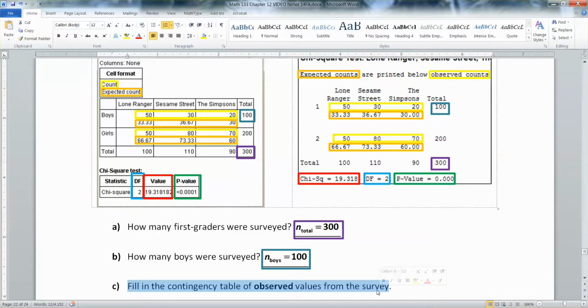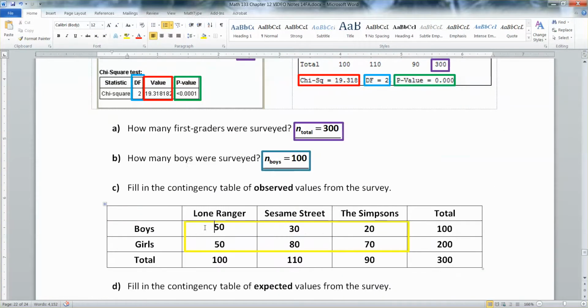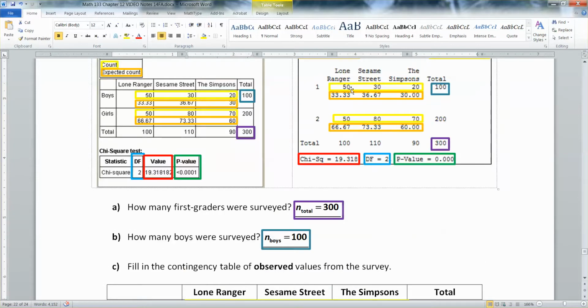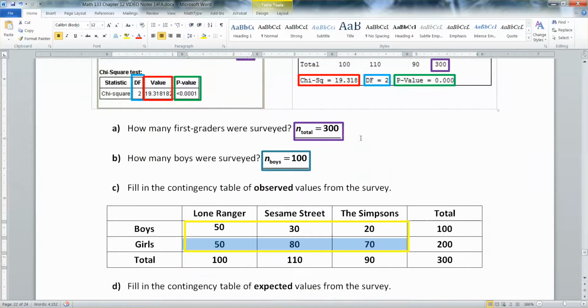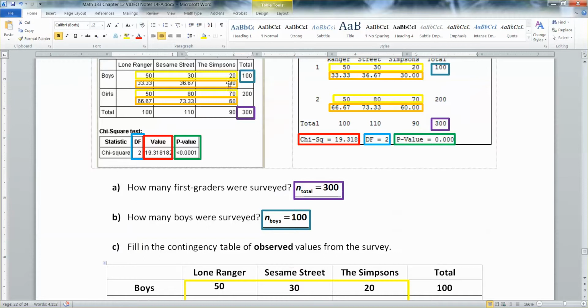So what I'm asking to do there is to take those yellow rows that are separated and make one table out of them. Instead of writing this as one conglomerated table with 2 rows, write just one table with one set of rows. So that would be the yellow table, the observed values, 50, 30, 20, 50, 80, 70. Those are the observed values right there for the yellow. Then right below it, I want the expected values, which is the orange. That's 33.33, 36.67, and 30 for the boys. And then for the girls, 66.67, 73.33, and 60.